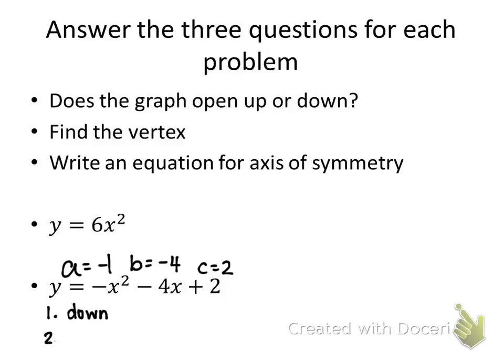Let's find the vertex. Where do I start? x equals negative b over 2a. But what if b is already a negative? What do I do? Make it a positive. 4 over 2 times negative 1. 4 over negative 2 is negative 2. Can I box that in and that be my answer? No. So I go back to my original.